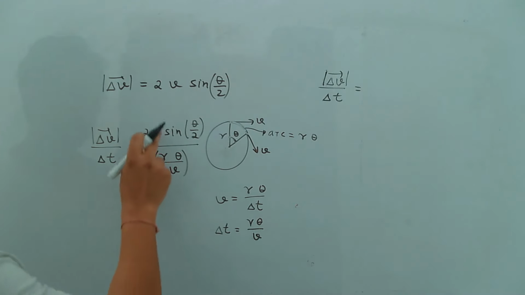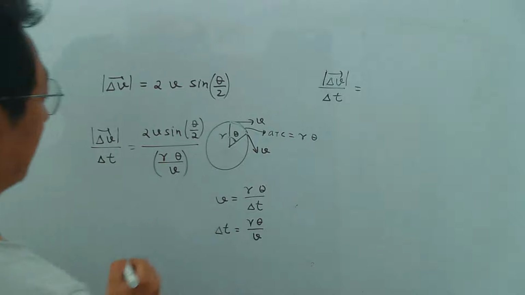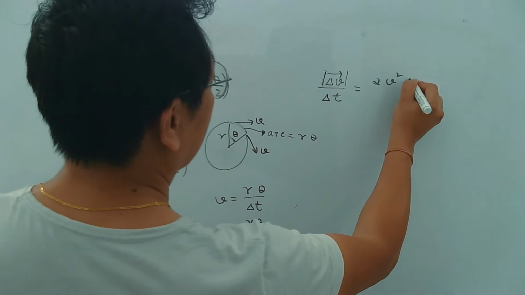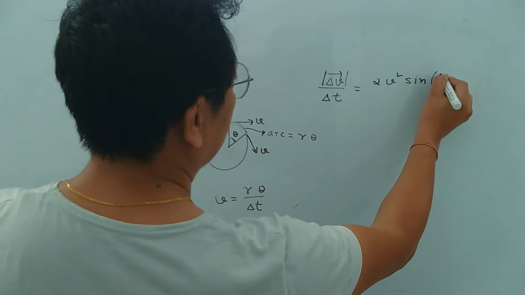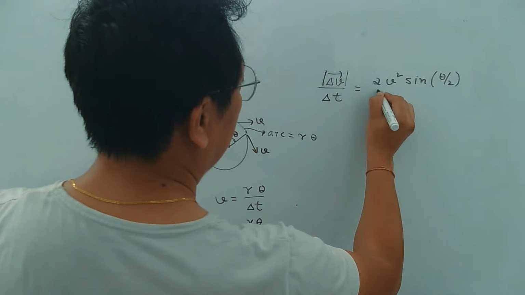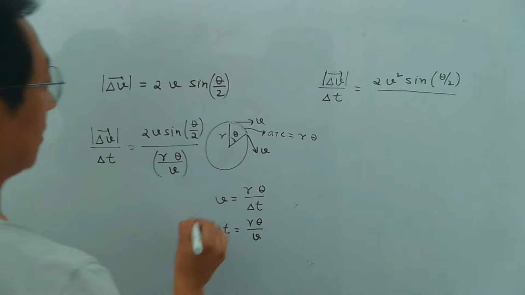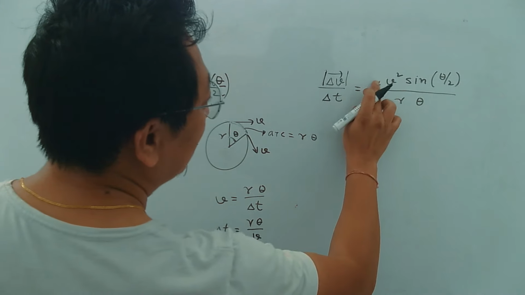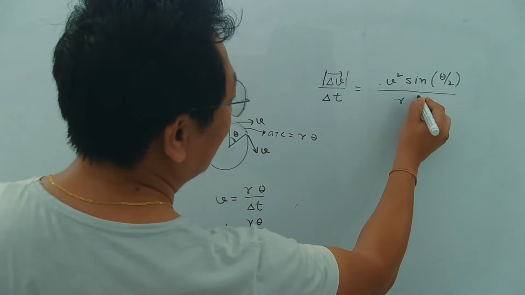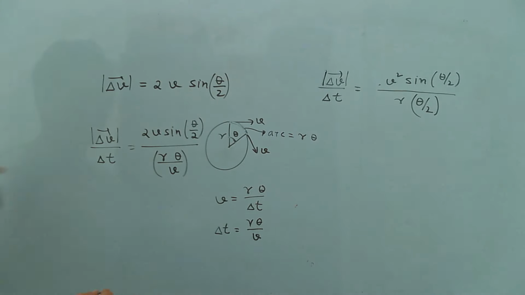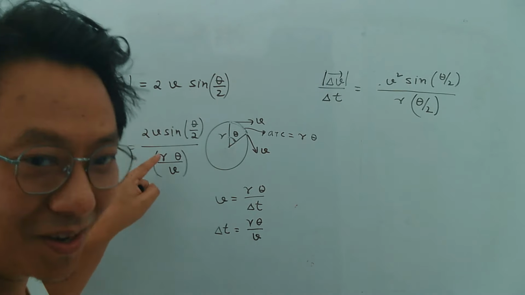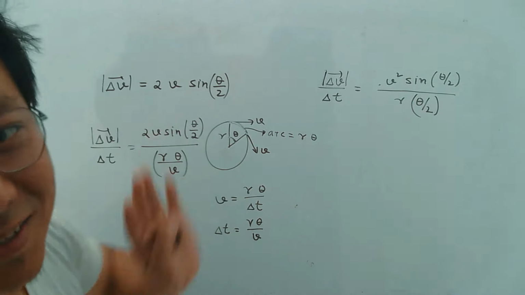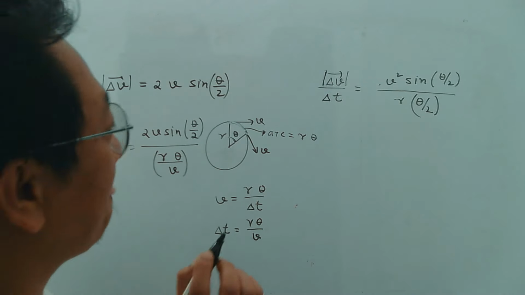So now this v will go up. So the average acceleration will be 2v square sine theta by 2 divided by r theta, right? Let me bring these two here. Why? Something interesting will come. So these two I wrote in the denominator of the denominator. Of course it will go in the numerator, but keep it like this. Now why am I keeping it like this?